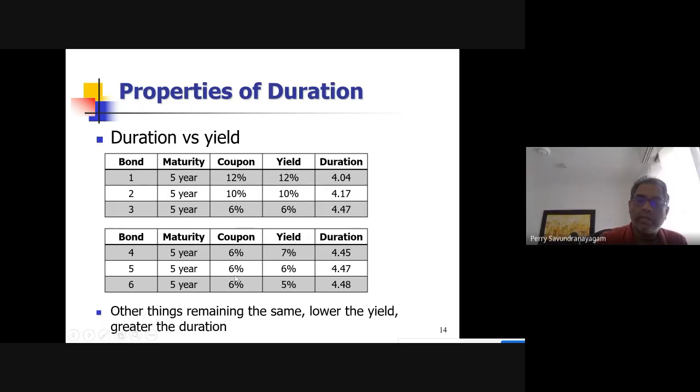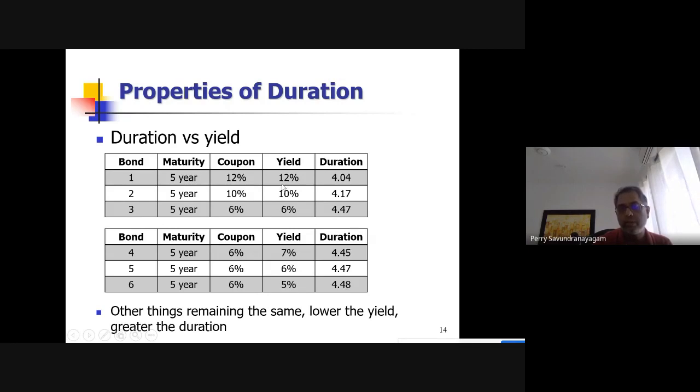So here, if you look at it, yield is 7, coupon is 6, duration is less than the one that has the same coupon here. Because the yield is higher, coupon is lesser. Now, compare this to this. 6%, you get 4.47. Suddenly the yield goes up, coupon remains the same. Your duration goes down because you are getting a higher yield, although the coupon is the same. Here, coupon is the same, but your yield is coming down, your duration increases.